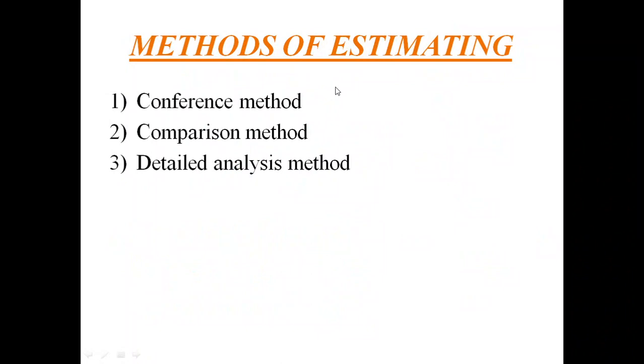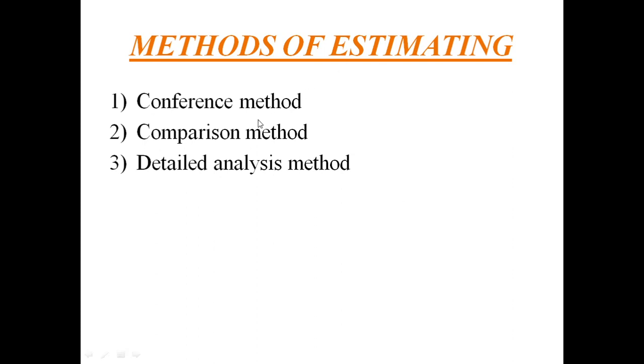And next topic is methods of estimating. The three commonly used methods of estimating are conference method, comparison method, and detailed analysis method. The selection of the method used by the estimator is determined by two factors. One is information required and second one is time availability.